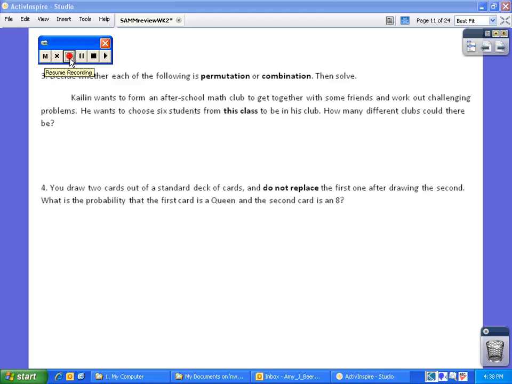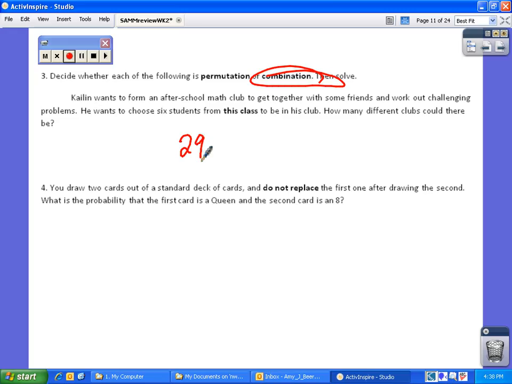For number 3, this is a combination because order doesn't matter. I used 29 because there were 29 students in this class, but you might have used a different number. And he's choosing 6 students, and you get 475,020 different ways.